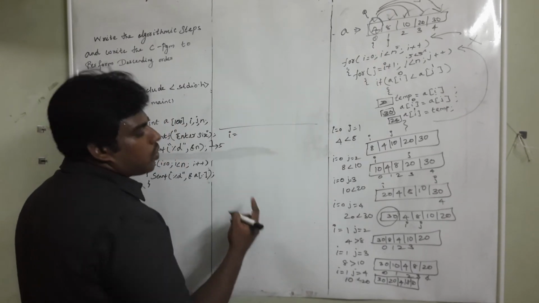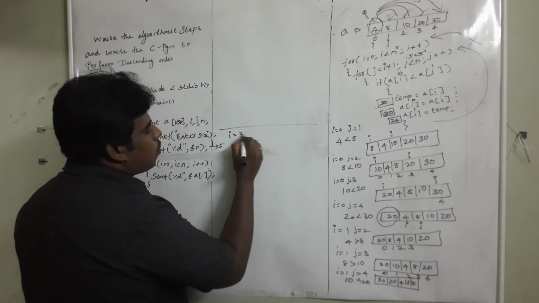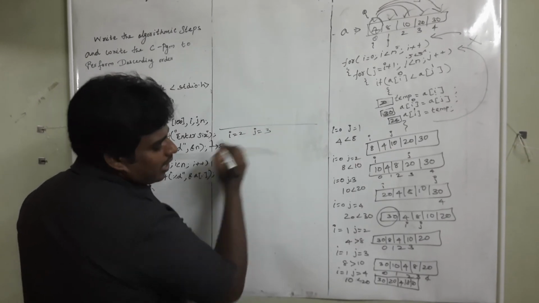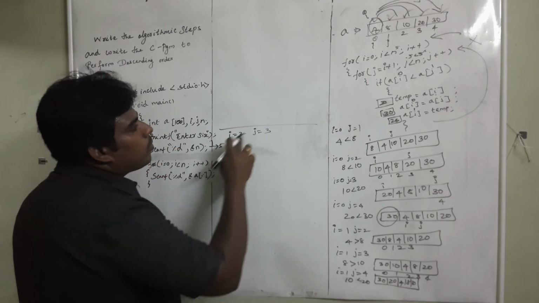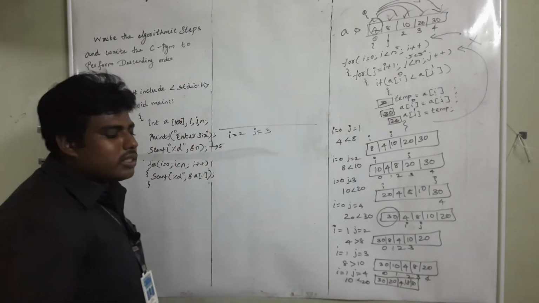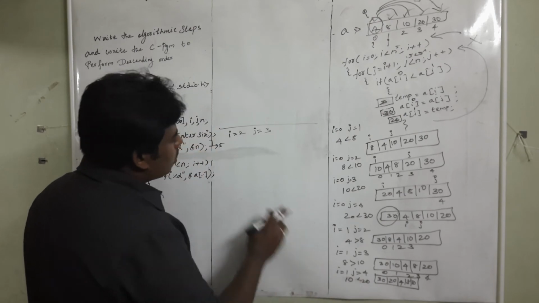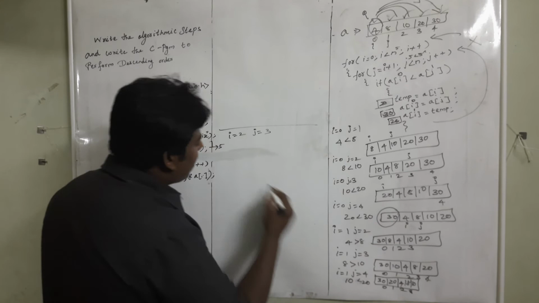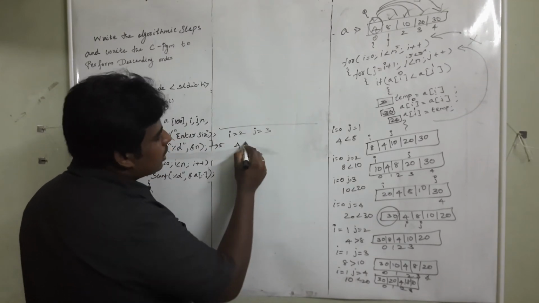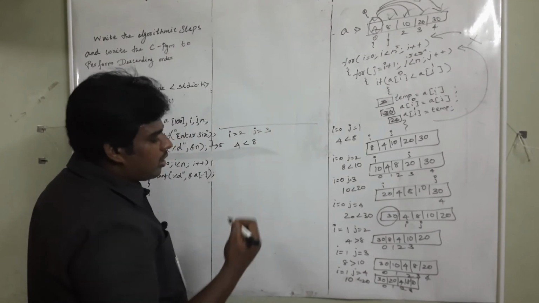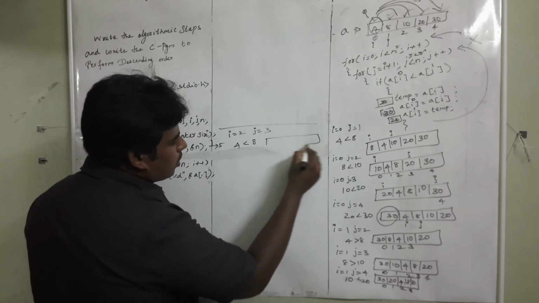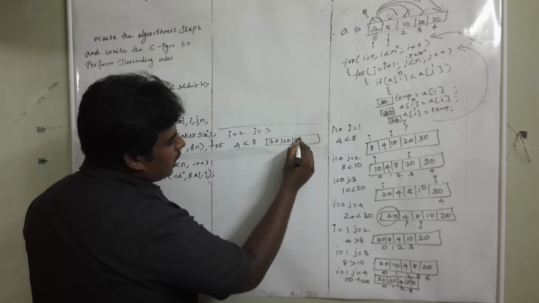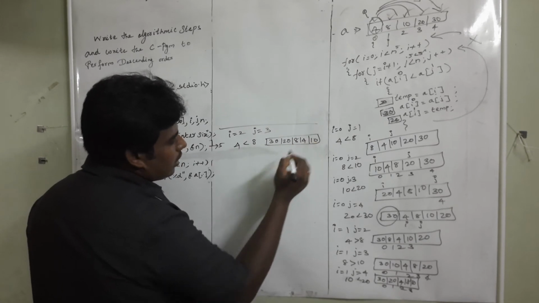Now i equal to 2. J equal to 3. Because i is 2 means j is i plus 1. So it is 3. So now you are comparing the second, 0, 1, 2, 3. You are comparing 4 less than 8. Condition is true. So what will happen? You will get 30, 20, 8, 4, 10.